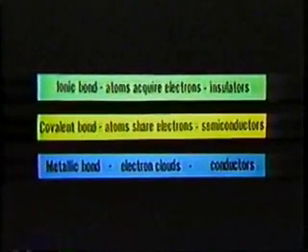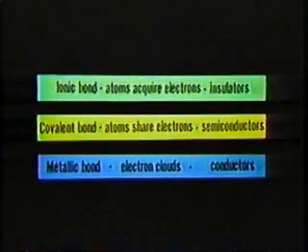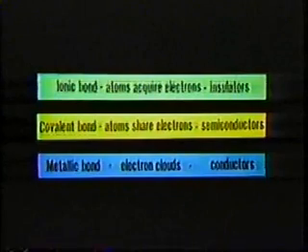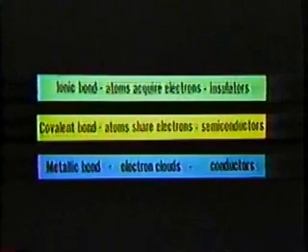Remember, the 3 types of bonds are ionic, where atoms acquire electrons, making insulators; covalent, where atoms share electrons, making semiconductors; and metallic, with electron clouds, making conductors. We said earlier that the materials held together by covalent bonds could sometimes be made to conduct.